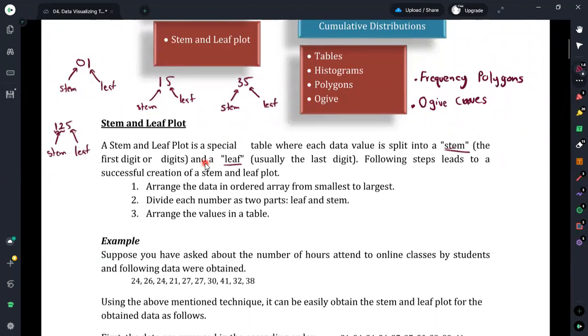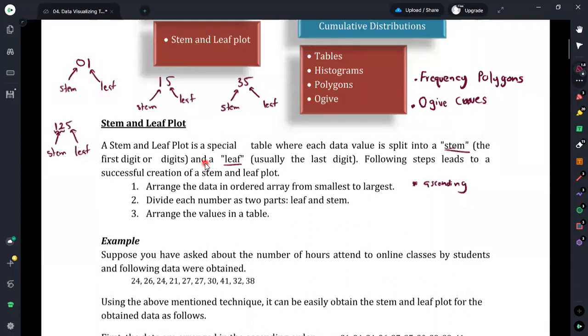Here I have mentioned the steps that we can use to construct the stem and leaf plot. First, we have to rearrange the data in the ordered array from smallest to largest. We always use ascending order because this makes the construction of the stem and leaf plot easier, and it is also easier for interpretation as well.